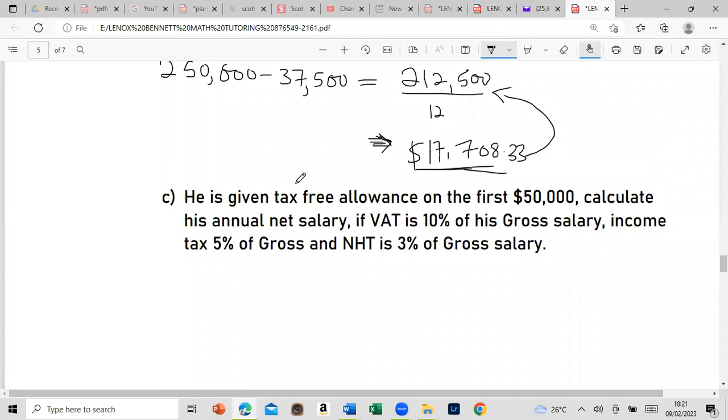Just remember the total we are working with, so we don't have to go back up. On your paper you would have that information in front of you. So let me just put it right here. So this is the gross annual salary. How do we approach the tax-free allowance based on that?